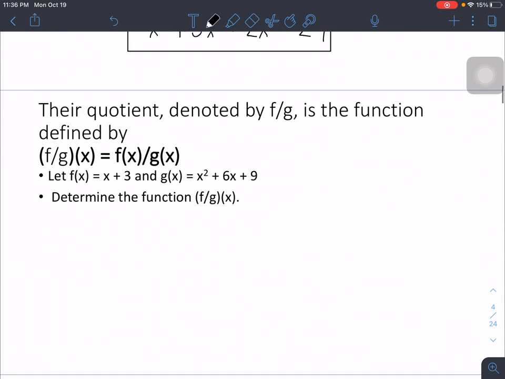Next is division. Their quotient denoted by f over g is the function defined by f over g of x is equal to f of x over g of x. So let's try to apply this one. Given that f of x is x plus 3 and g of x is equal to x squared plus 6x plus 9, let us determine the quotient of f of x function and the g of x function.